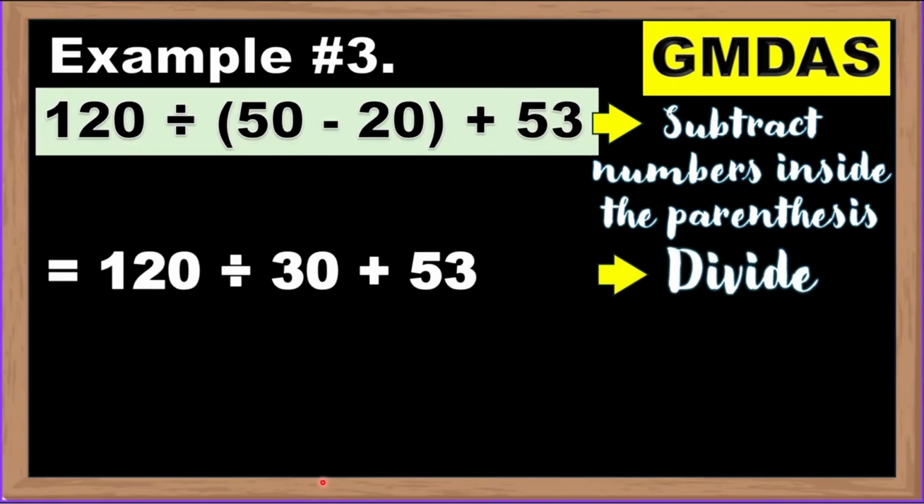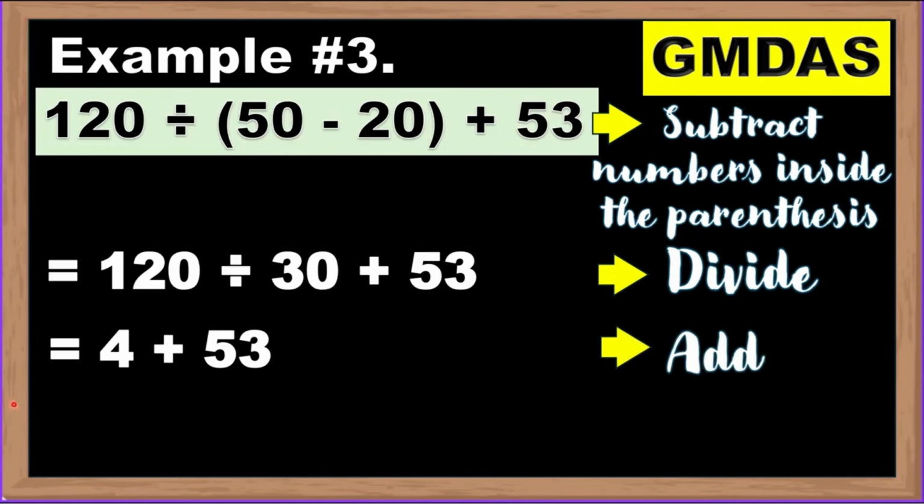Next, the next step is to divide. 120 divided by 30 is 4. And we have 4 plus 53. We add 4 and 53. The answer is 57. So the final answer is 57.